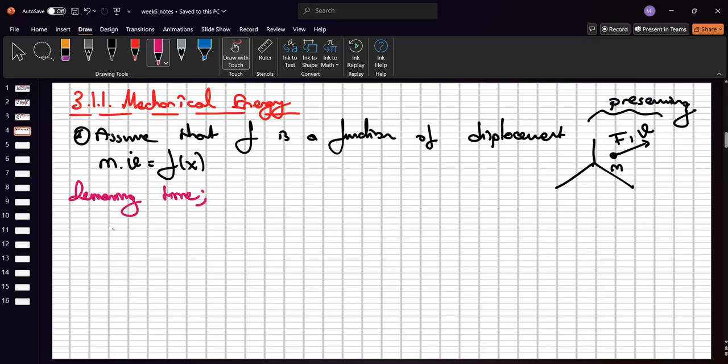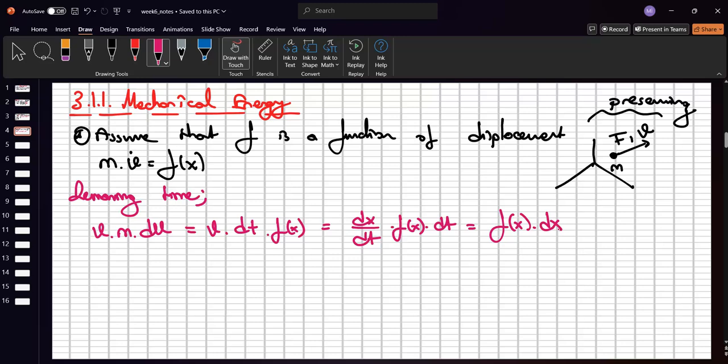Remaining time in which v m dv is equal to v dt f x, right? Because if we multiply this term with v times dt, and these terms also with v times dv, we will get these equations in here. This is just simply the equation form. In this case, dx dt is equal to velocity, right? And so f x dt must be equal to f x times dx. This is simple rearranging of the formula based on these conditions.